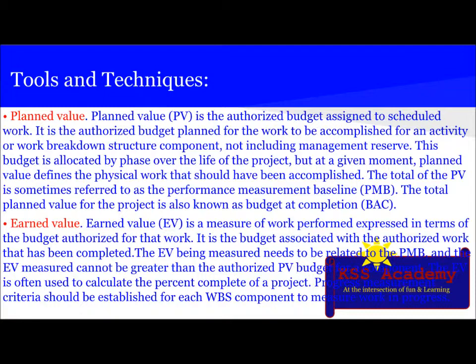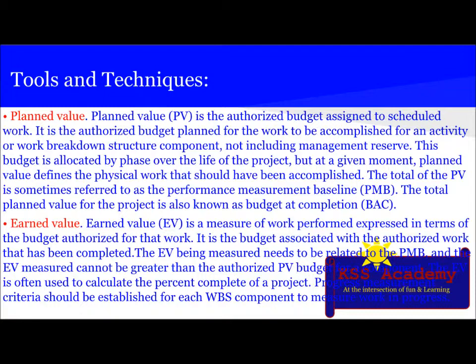Planned value, also known as PV, is the authorized budget assigned to scheduled work. It is the authorized budget planned for the work to be accomplished for an activity or work breakdown structure component, not including management reserve. This budget is allocated by phase over the life of the project, but at a given moment planned value defines the physical work that should have been accomplished. The total value of PV is sometimes referred to as the performance measurement baseline. The total planned value of the project is also known as budget at completion.